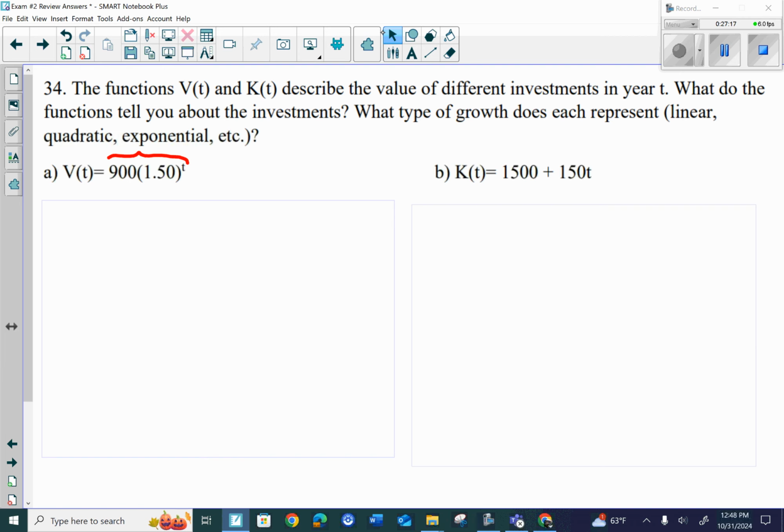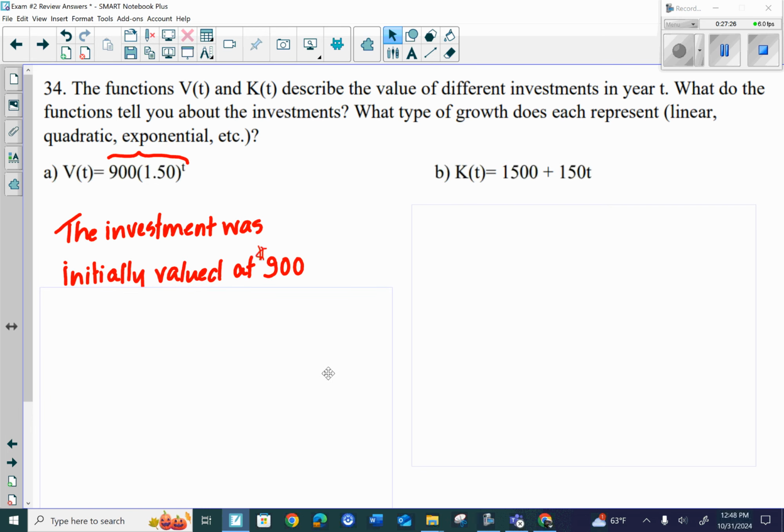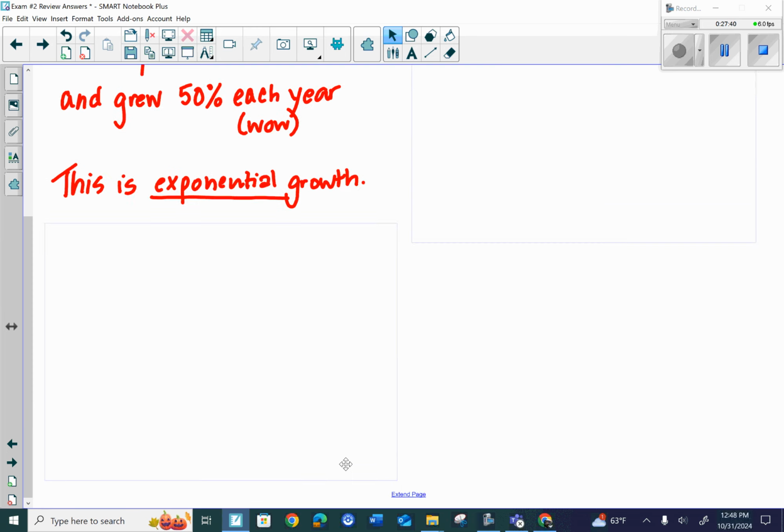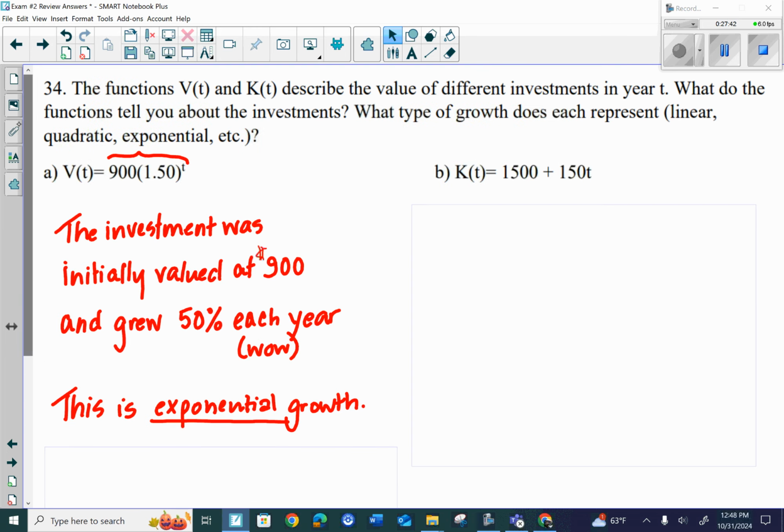So the initial value of the first investment in part A is $900. The investment was initially valued at $900, but then it had a growth factor of 1.5, or a growth rate of 0.5, which is 50% each year for t years. It's exponential growth. That's a heck of a growth. If you can get something that grows like that, man, invest in it.